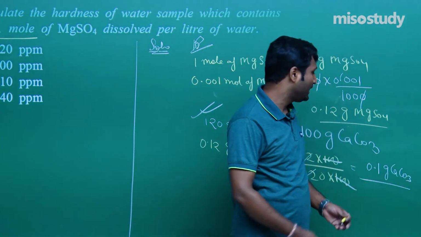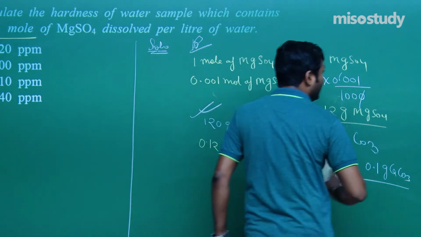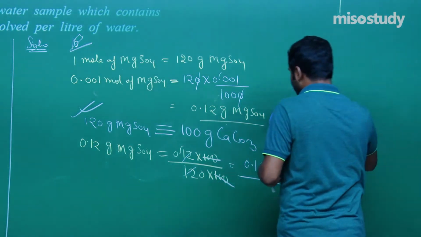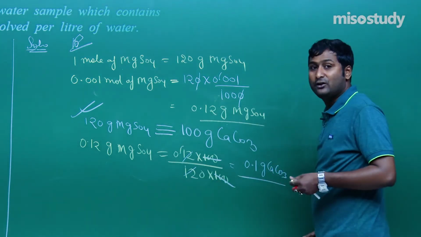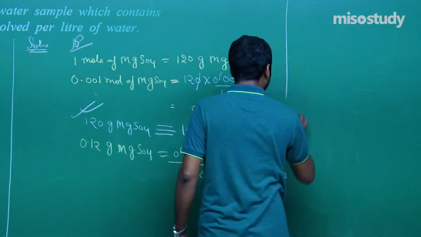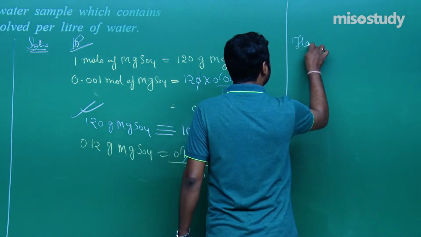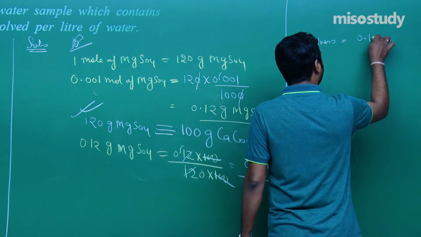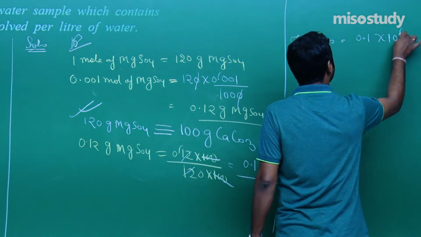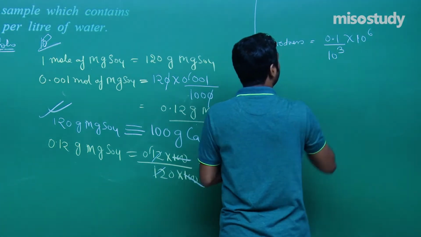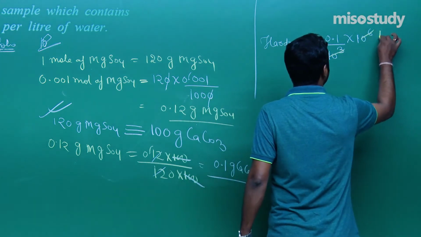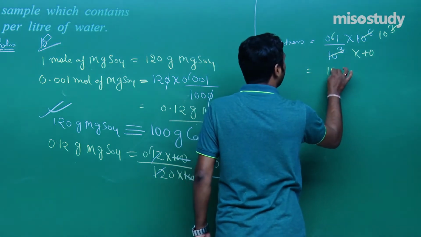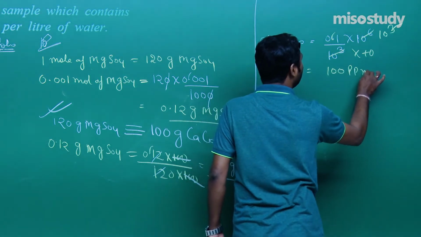and we know degree of hardness is measured in ppm. 10 to the power 3 gram contains 0.1 gram. So 10 to the power 6 gram contain. So completely now we write hardness is equal to 0.1 into 10 to the power 6 divided by 10 to the power 3. This will cancel 10 to the power 3. So we can say 100 ppm.